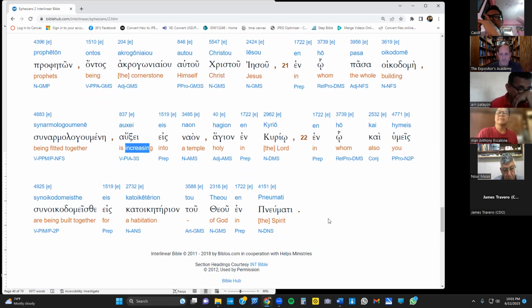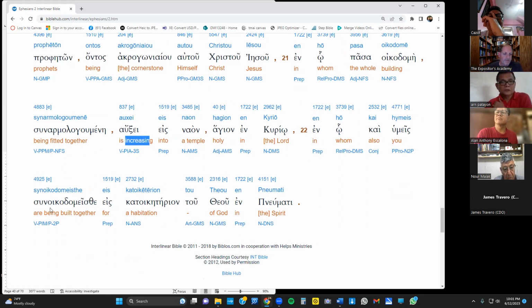Okay. We had another one. "In whom you also are being built together." Remember, "are being built." We said that was a verb because of that "are." Well, let's look. Verb. Present indicative middle.